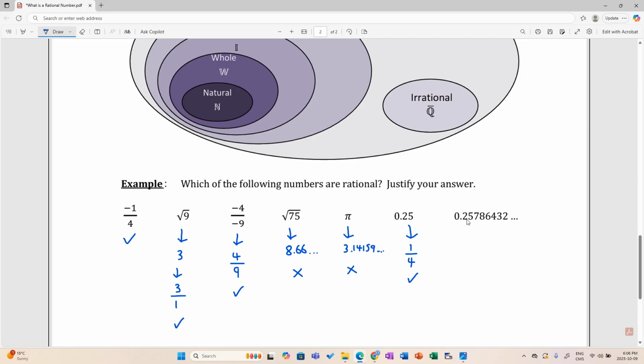Now this decimal here looks like it goes on forever because of the 3 dots, and it looks like it doesn't have a repeating pattern. So this would be an irrational number. So hopefully that gives you an idea of what a rational number is and what an irrational number is.